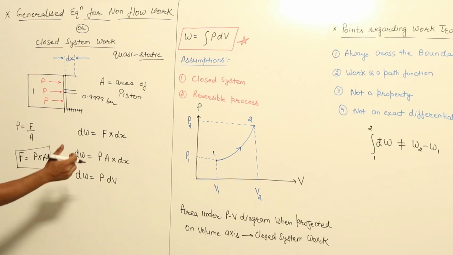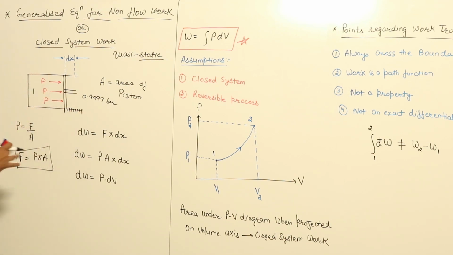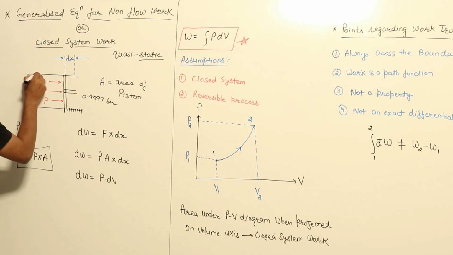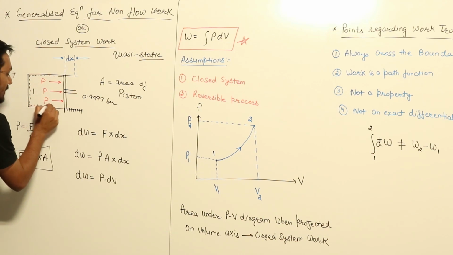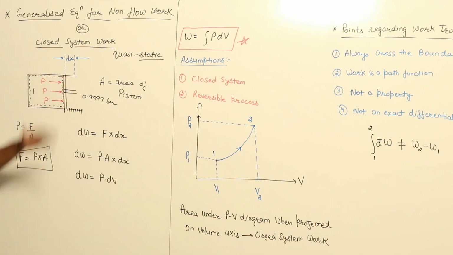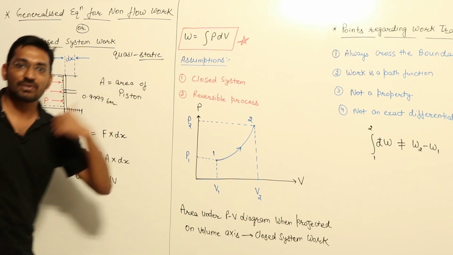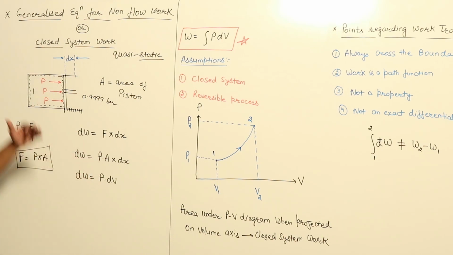So the work done by the system on the surrounding: this cylinder is our system. I am drawing the boundary here. Air inside this cylinder is our system. So if the piston is moving in this direction, we can say that work is done by the system on the surrounding, because the piston is external to the system, so the work is going outside the system. So we are saying work is transferring.